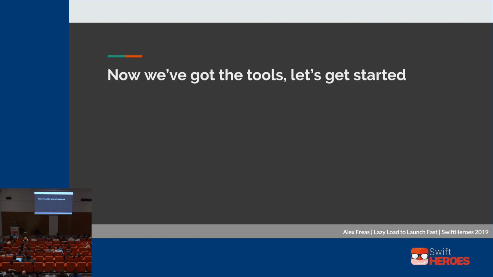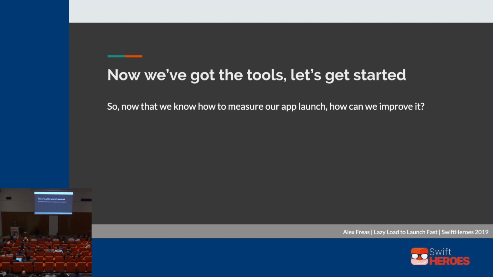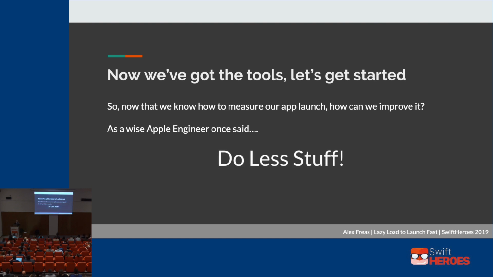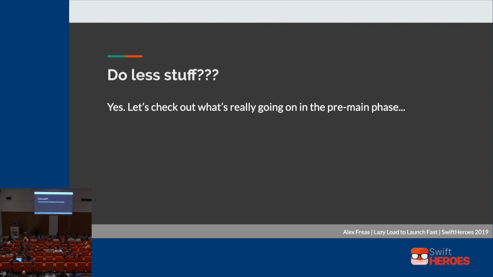So now that we've got our tools, we can get started on improving something. But how do we do that? As an Apple engineer, I forget his name, but the guy who's working on dyld, said multiple years in a row, do less stuff. Now this is kind of like, great, that's not really helpful. But the fact is that we actually can do this. And how do we do this? So first let's check out what's really going on in this pre-main phase.